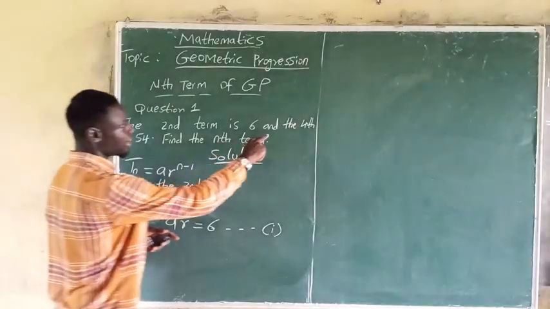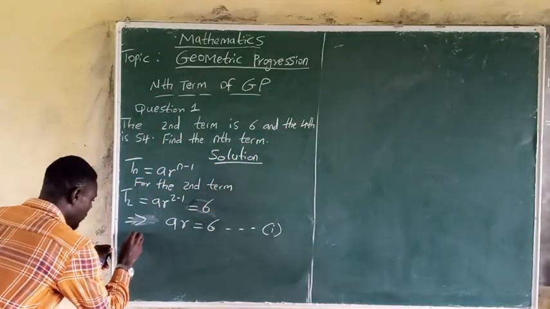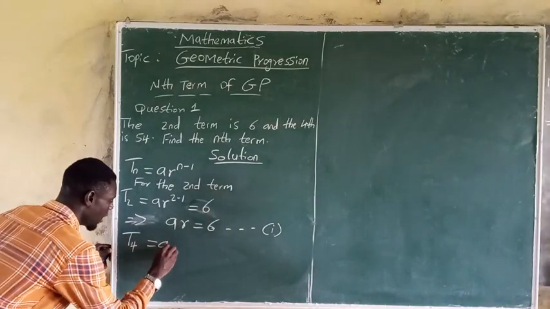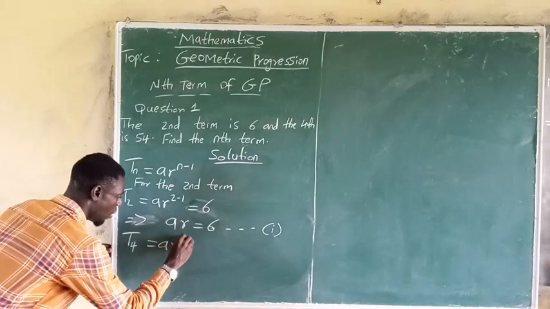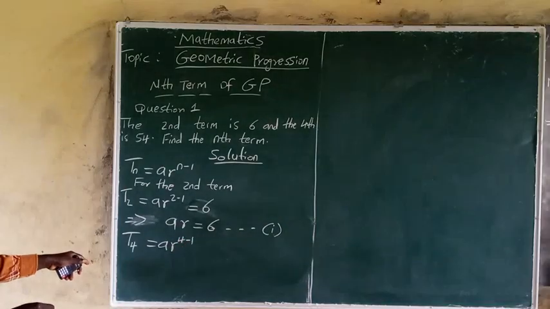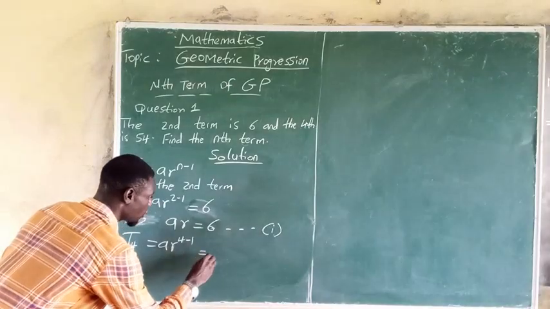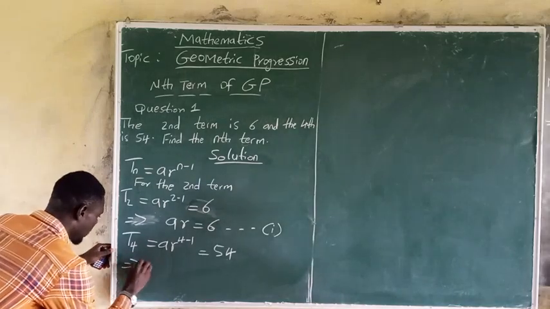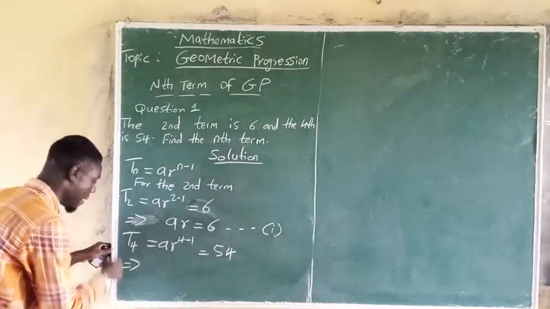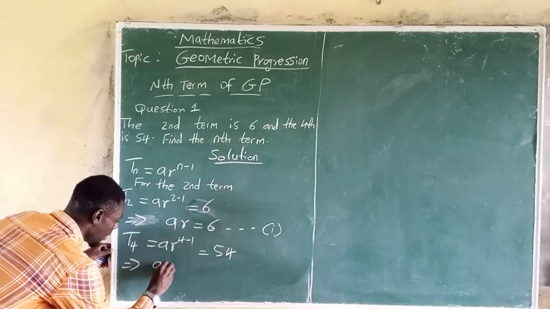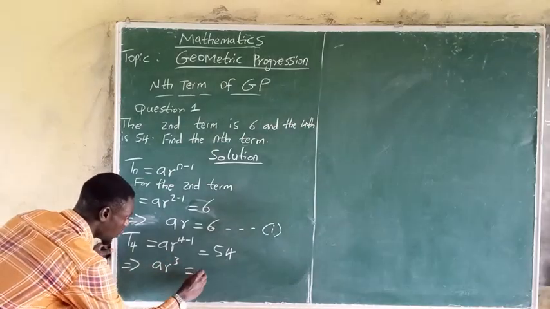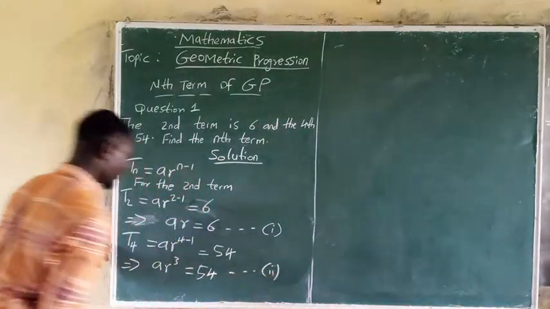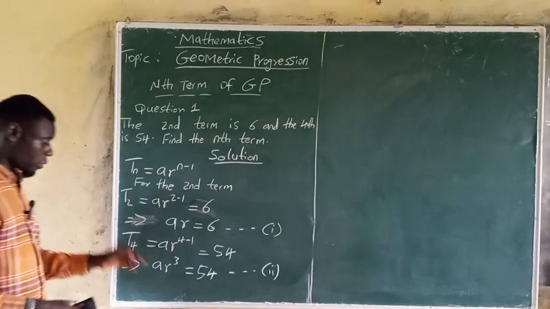Now, let's go back to the question again. The fourth term will be T sub 4. T sub 4 is equal to A R raised to the power of 4 minus 1, which is equal to 54, since 54 is the fourth term. This now implies that A R raised to the power of 3 is equal to 54. This is equation 2.